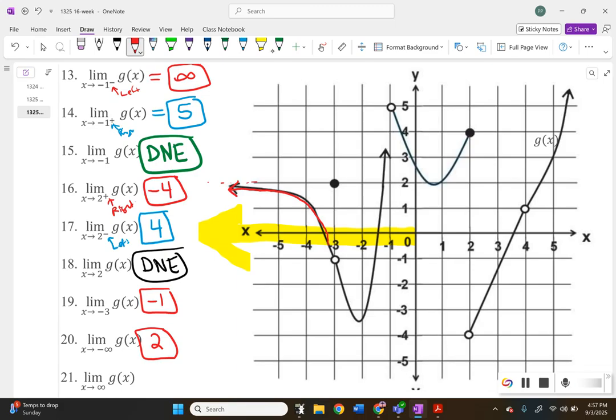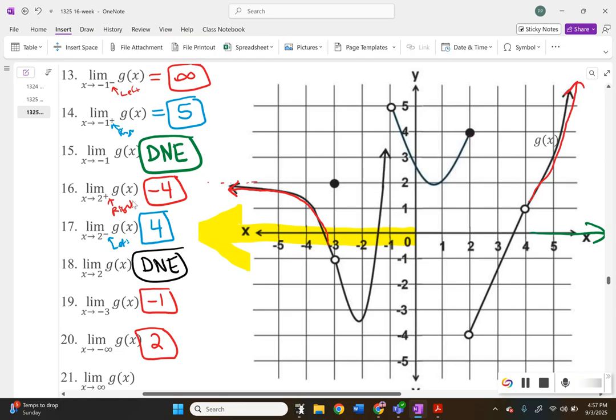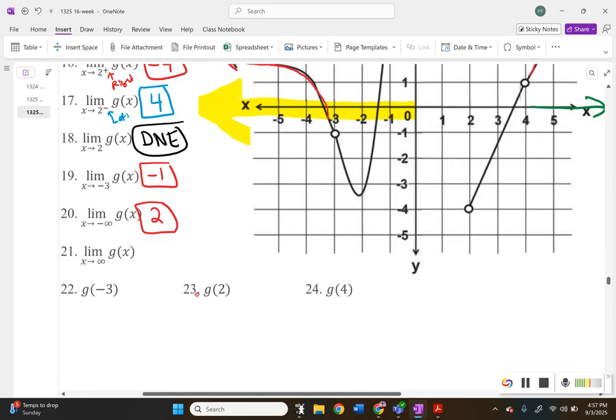Number 21, the limit as x goes to positive infinity. So as x goes to the right, if I follow my graph to the right, it's going up, up, up, up, up. So that is going toward positive infinity right there.